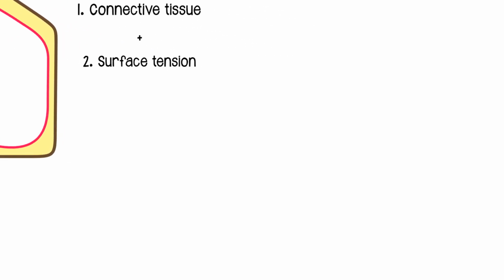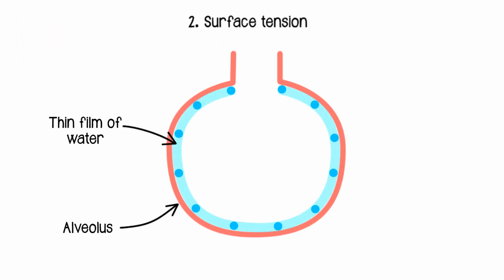Surface tension is what you get at an air-liquid interface, and it's because the water molecules, or the liquid molecules at the interface, tend to want to attach to each other and pull each other closer, and in doing so that would tend to make the lining of the lung smaller and it would tend to cause the lung to collapse.